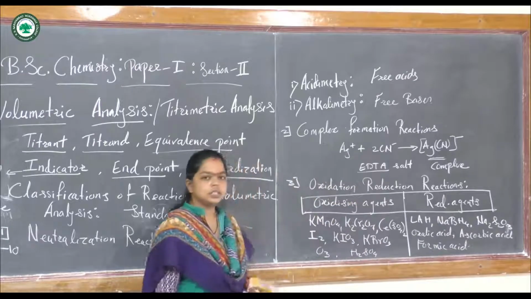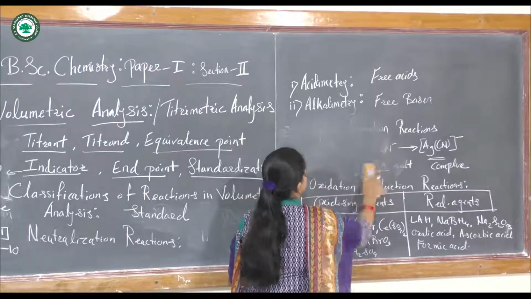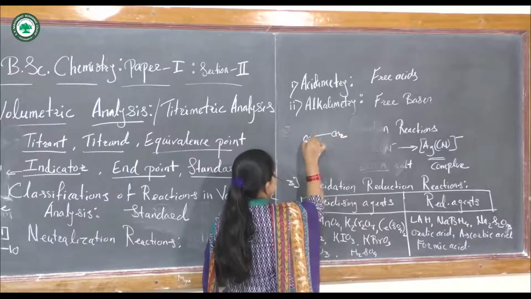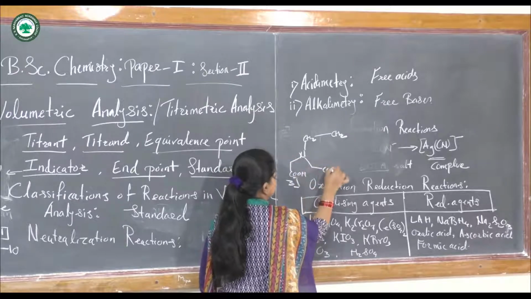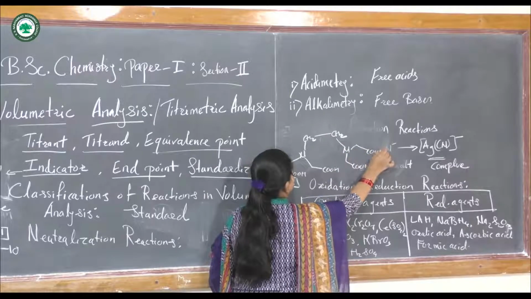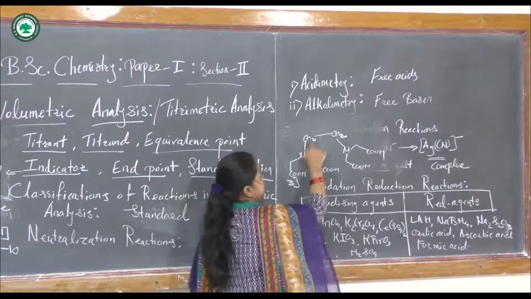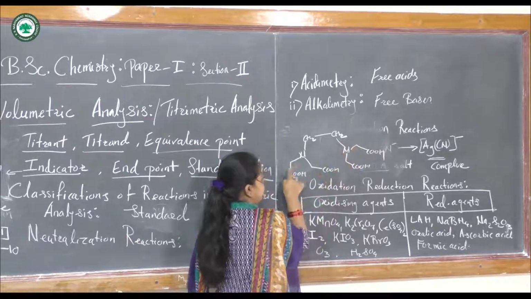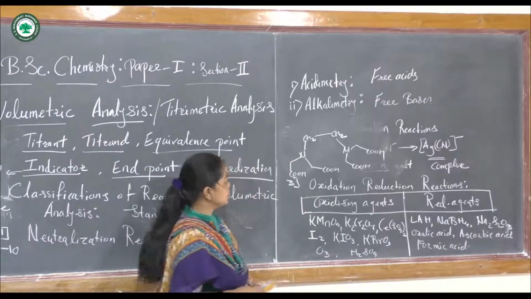EDTA is called ethylene diamine tetraacetic acid. If we see the structure of this EDTA, it acts as a ligand in the titration. So this is the structure of ethylene diamine tetraacetic acid. It is ethylene diamine, with 2 nitrogens, and 4 acetic acid groups are attached to the nitrogens. Accordingly it is called ethylene diamine tetraacetic acid.